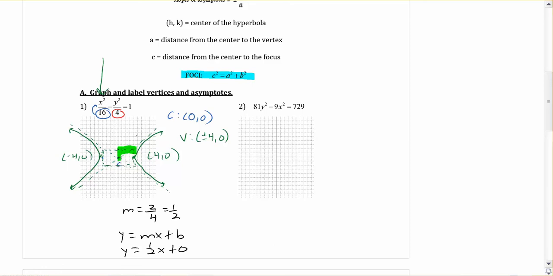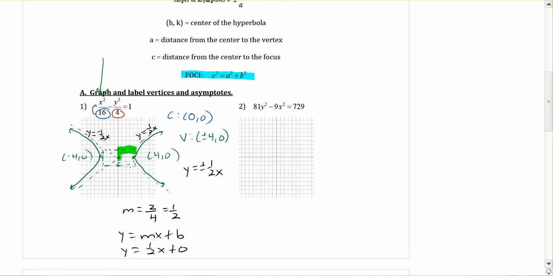that's going to be the asymptote here. It's going to be 1/2 x. And then if you look in the opposite direction, it's actually just going to be the negative of that, because if I go up to left 4, that'd be negative 1/2. So this asymptote is negative 1/2 x. So my asymptotes are y equals plus or minus 1/2 x. Okay, so I've graphed my hyperbola, I've labeled my vertices and my asymptotes.